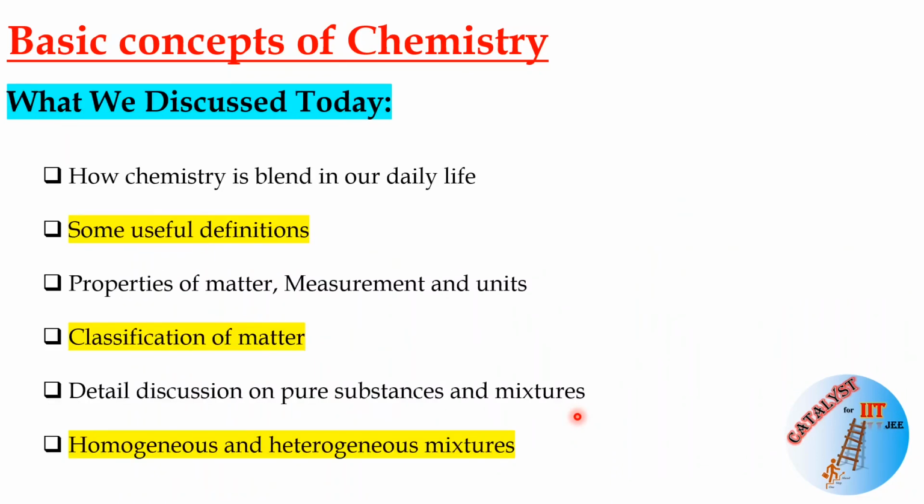So today we discussed how chemistry is blended into our daily life, and we also discussed some useful definitions. We discussed properties of matter and how to measure those properties along with units, and we discussed the classification of matter, where we discussed mixtures and pure substances. Finally, we discussed the concept of homogeneous and heterogeneous mixtures along with some good examples.